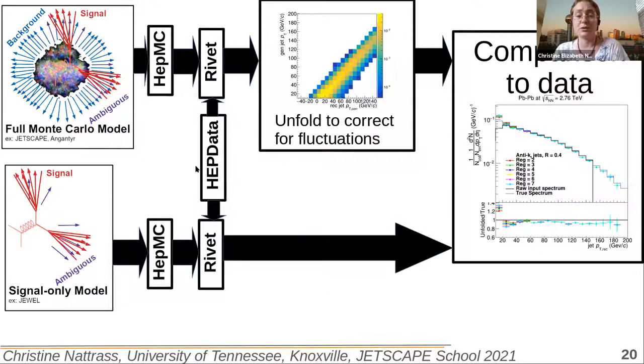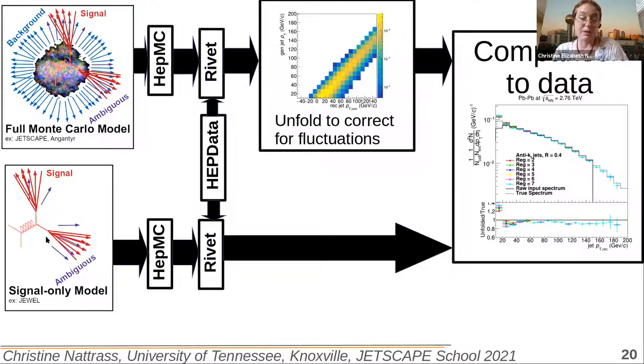So then you have two different approaches depending on the type of Monte Carlo model you have. With a full Monte Carlo model, meaning that you're simulating the whole event, you get your HEPMC output, you feed it into RIVET. After that, you have to unfold to correct for fluctuations in order to compare to the data. But if you have a model that only has the signal, you can skip the unfolding step.